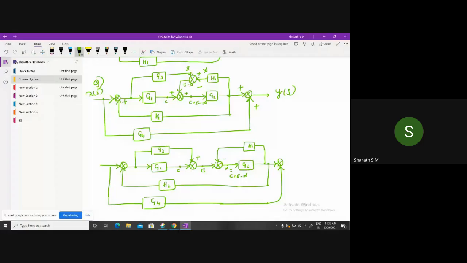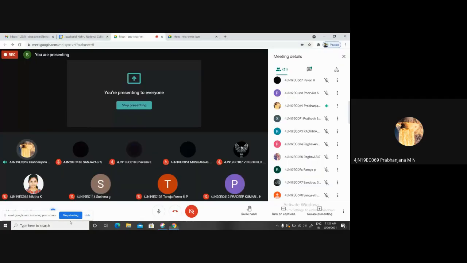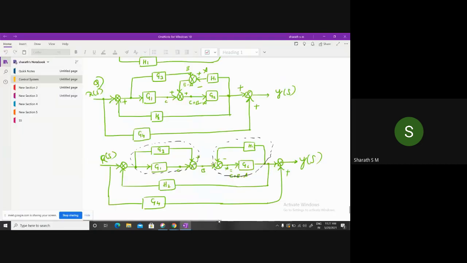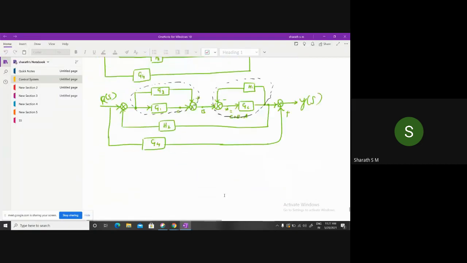What about G1 and G3? Is it a feedback or forward path? Sir, forward, plus addition, G1 plus G3. So make it G1 plus G3. And this one? Sir, feedback. So that one has a feedback path. So write down the equations.